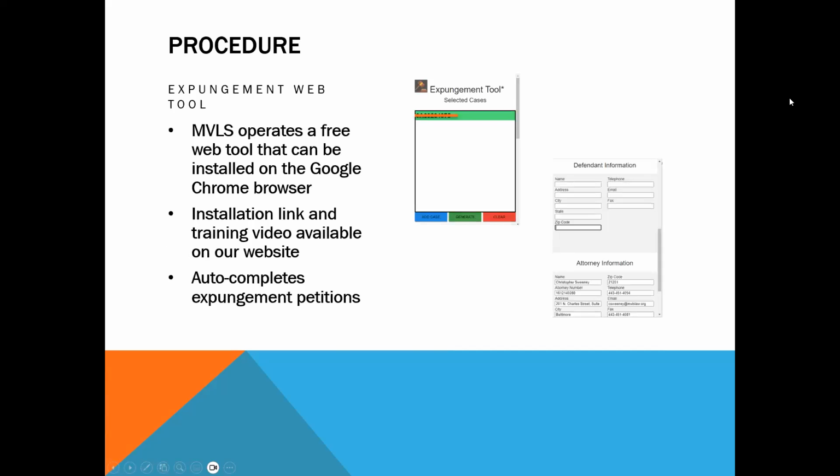So, a little bit of the procedure for helping a client complete expungement petitions. We are looking at just a screenshot of this expungement web tool that MVLS operates. This is a free Google Chrome browser extension that can be installed. There is a link on our website to install it. If you use the Google Chrome web browser, it's pretty easy to do so. And we have a short training video if you want to learn how to use the tool.